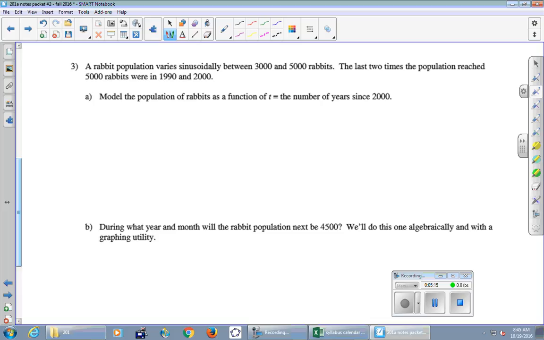We're going to model the population of rabbits as a function of t, which is going to be the number of years since 2000. In order to make some headway here, I need to plot a few points and draw my graph, and then I can find the equation.